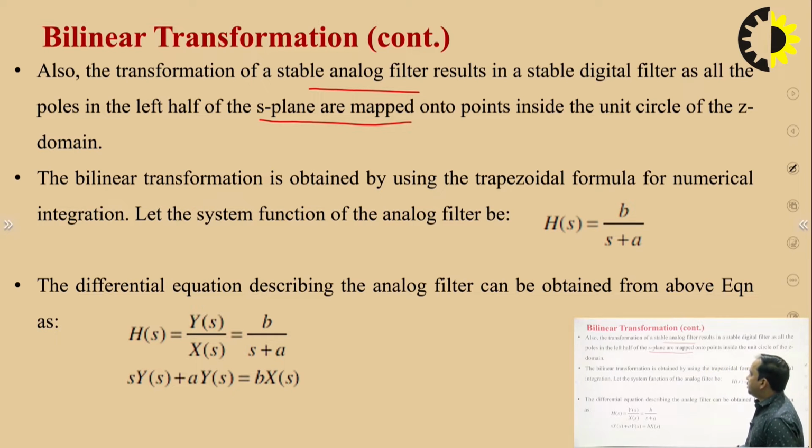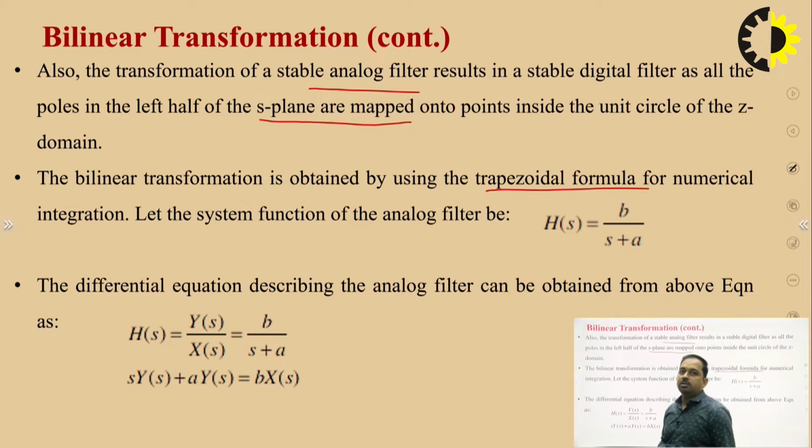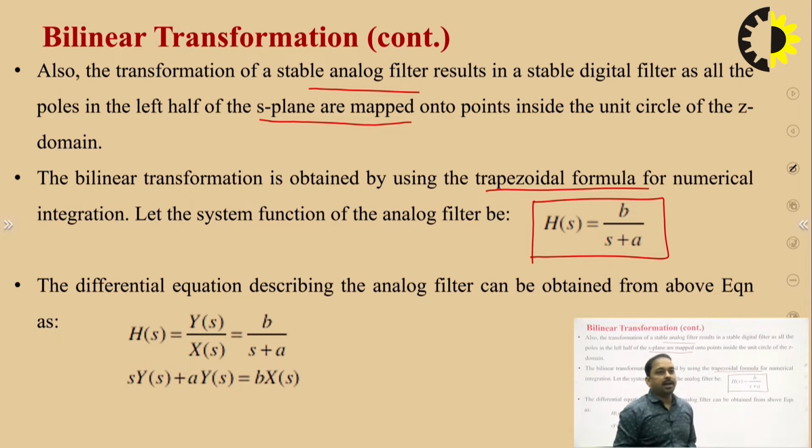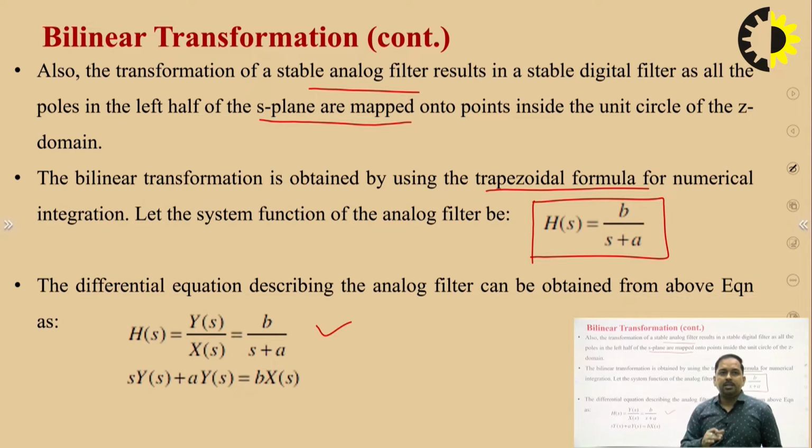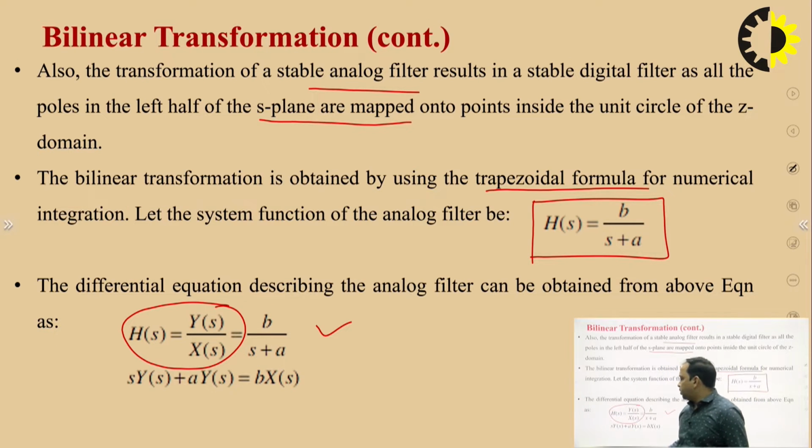The bilinear transformation is obtained by using the trapezoidal formula for numerical integration. We are using this formula to derive the results. Let us consider the system function of an analog filter having a simple pole, H(s) equals B by (s plus A). The corresponding differential equation can be obtained by expressing the transfer function in terms of Y(s) and X(s). This is s times Y(s) plus A times Y(s) equals B times X(s).